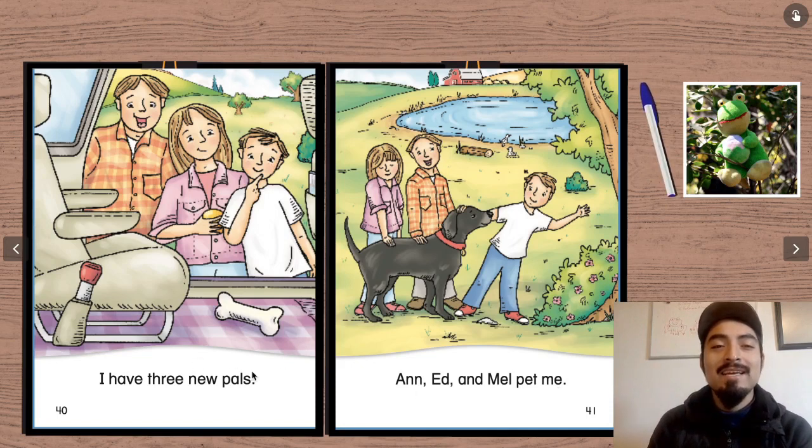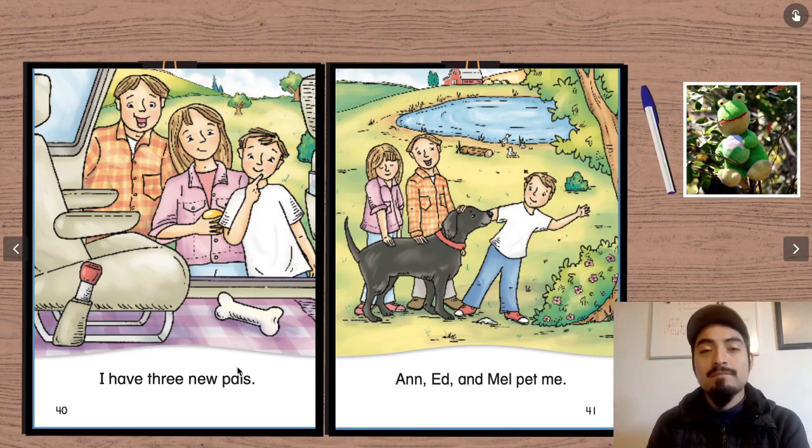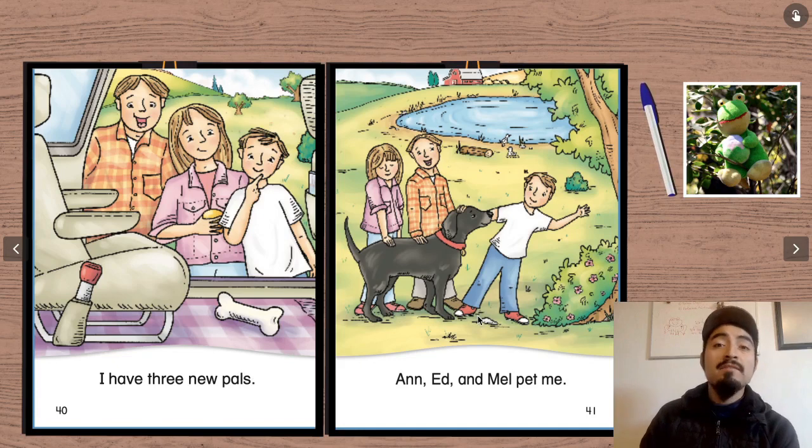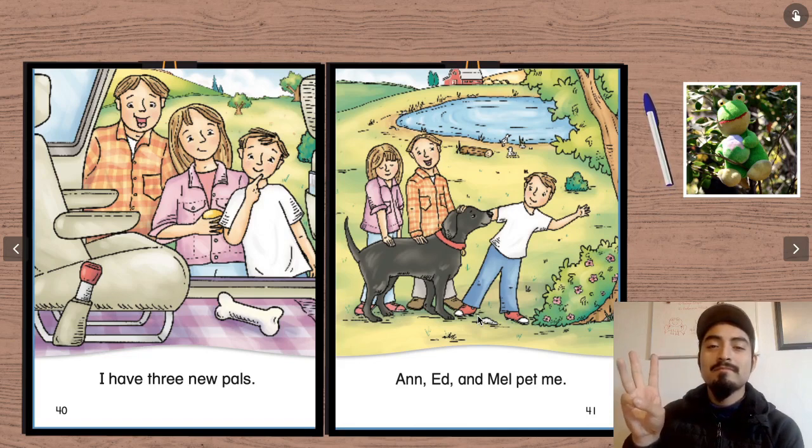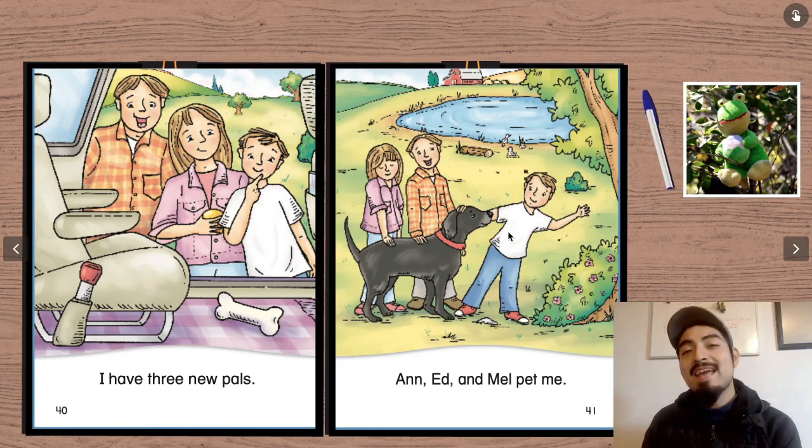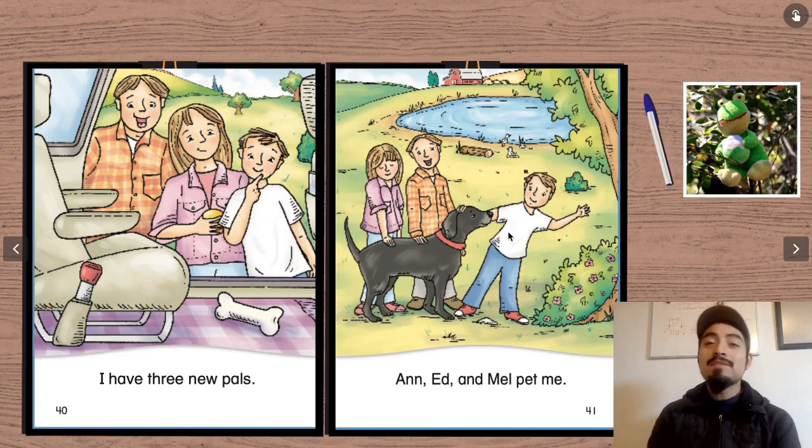And he met 3 new friends. Can you find their names? The information about the names of the new pals is here. I will give you 5 seconds to think of the answer. What are the names? Their names are Anne, Ed, and Mel. And look at this, they're playing with Tip in the country. They receive Tip.